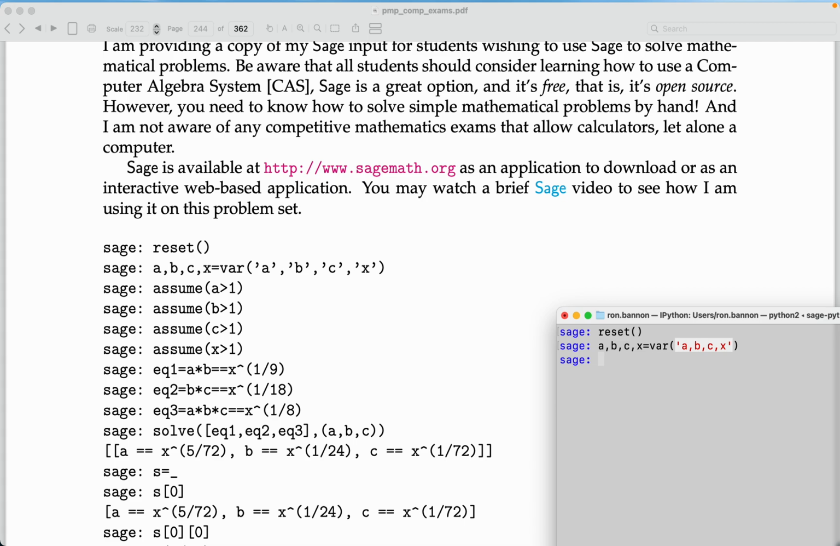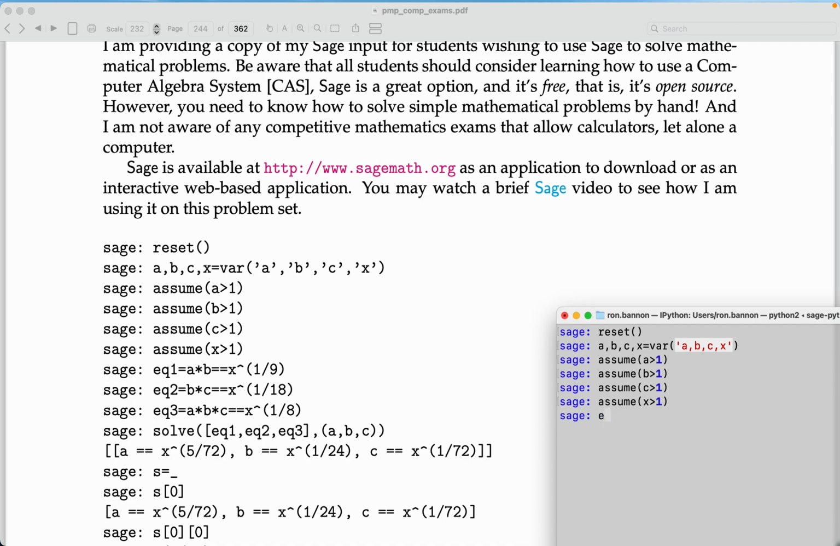Next thing I'm going to say assume. I'm going to assume that A is greater than 1. I'm going to assume that B is greater than 1. I'm going to assume that C is greater than 1. I'm going to assume that X is greater than 1.